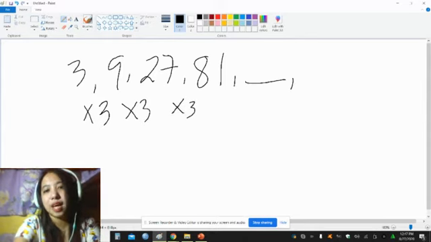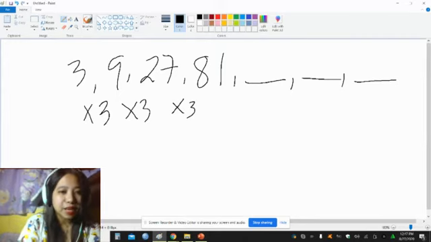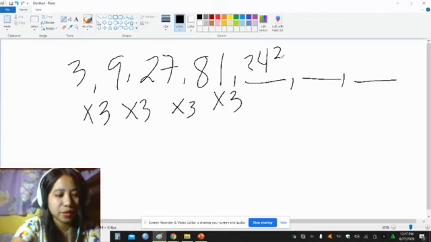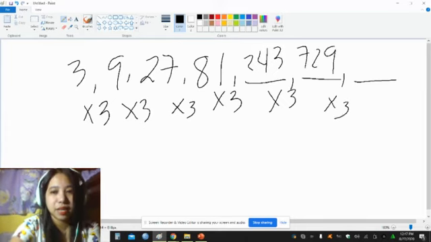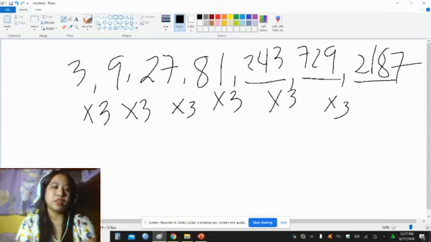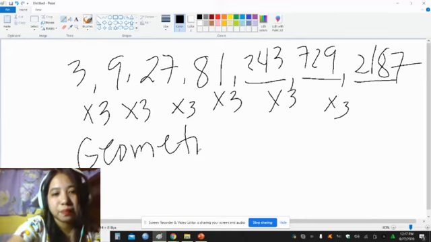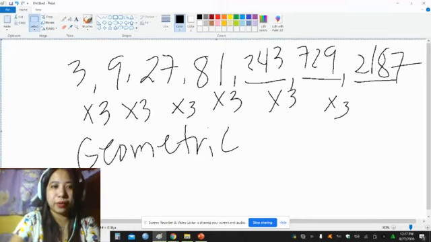If you are asked now to get the next three numbers or terms, then you have to multiply 81 times 3. That is 243. Multiply by 3, it is 729. Times 3, it is 2,187. So this is an example of a geometric sequence.